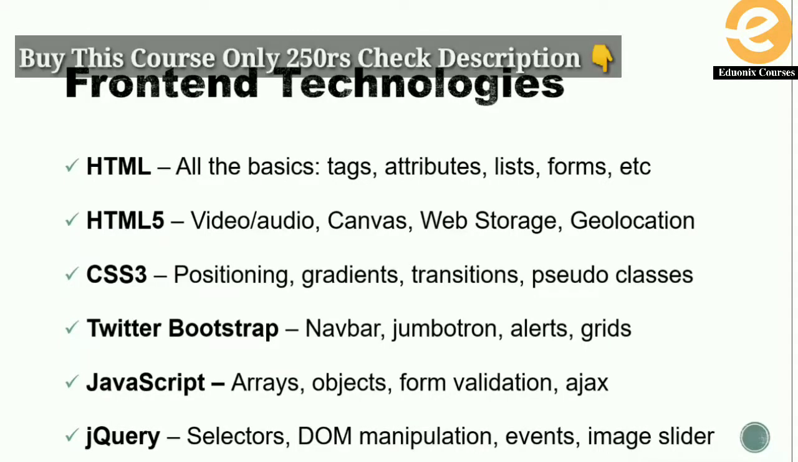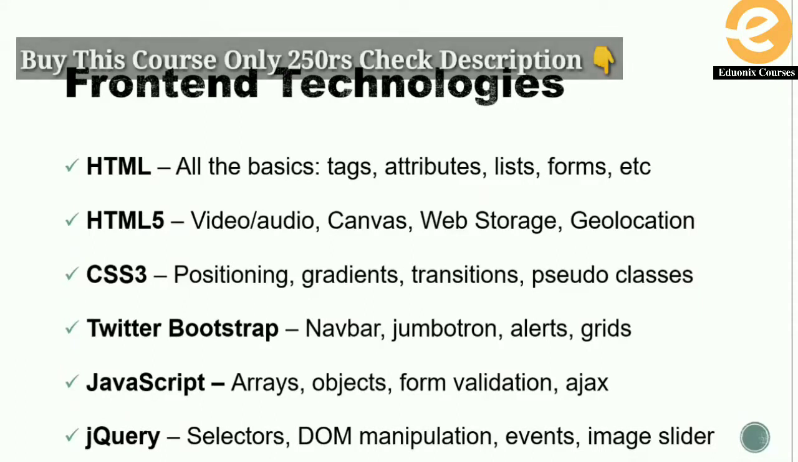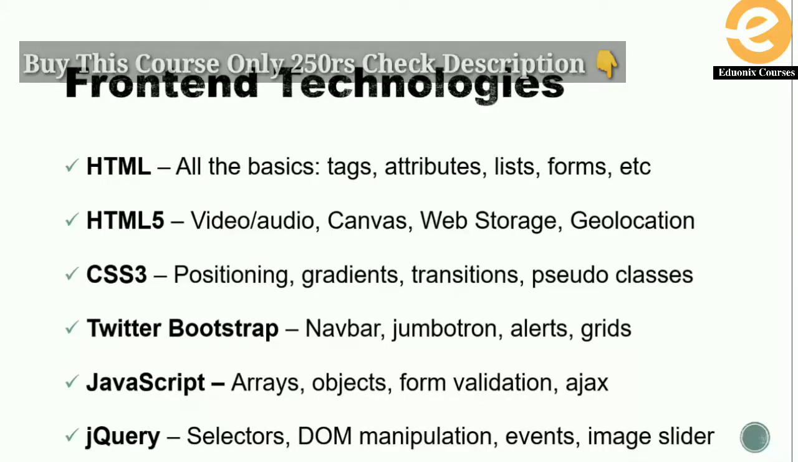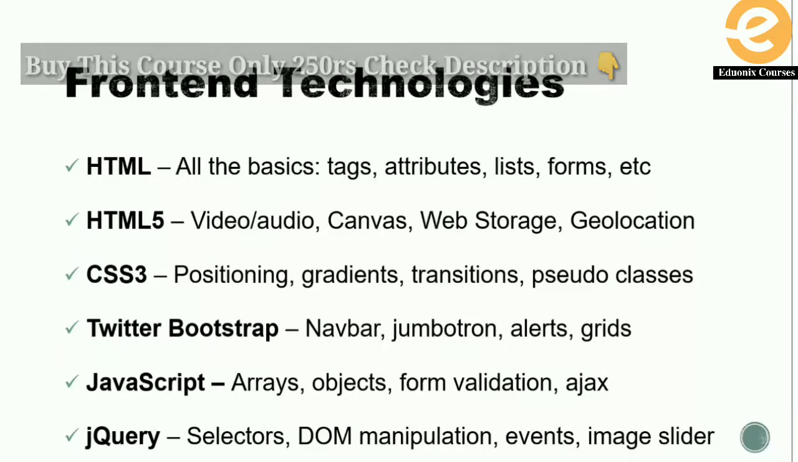Then we'll move to Twitter Bootstrap, which is a front-end HTML and CSS framework. We'll look at different components like the navbar, jumbotron, alerts. We'll look at the grid system, and we'll build a custom Bootstrap theme. For JavaScript, we'll learn all the basics of JavaScript programming, variables, arrays, object-oriented programming, form validation, and we'll also build a GitHub profile extractor using JavaScript and Ajax. Okay, and we'll use the GitHub API. For jQuery, we'll talk about selectors, DOM manipulation, events, and we're going to build a jQuery image slideshow.